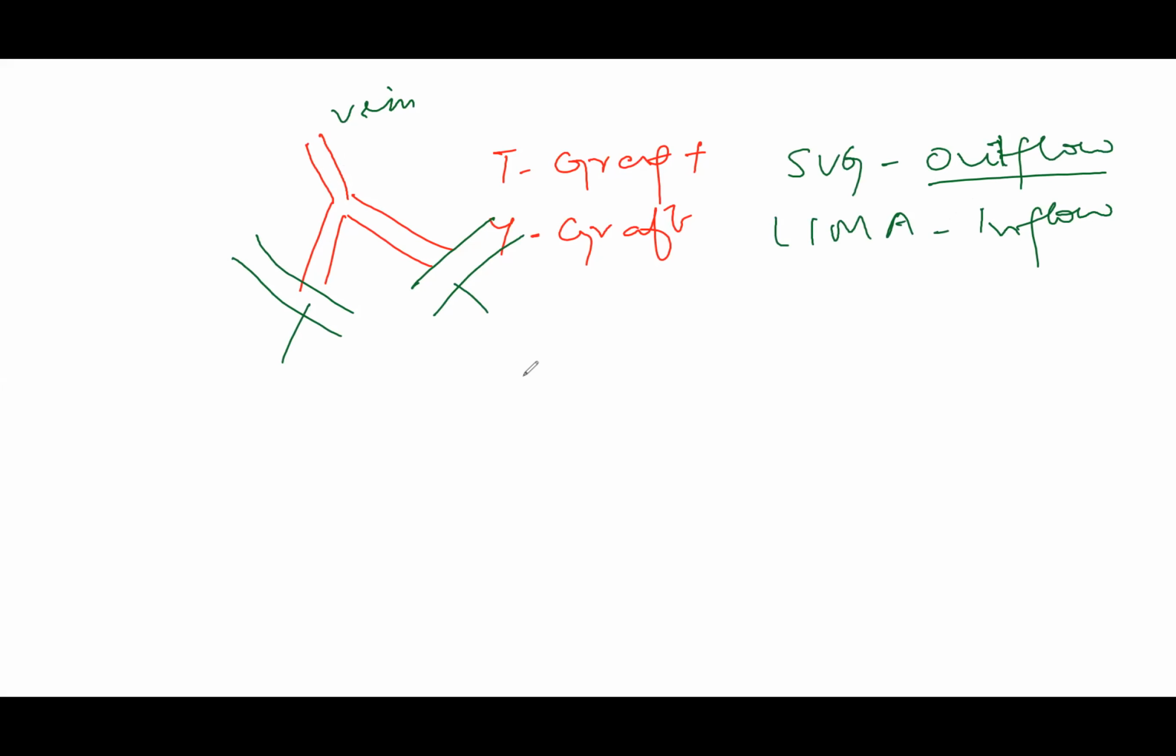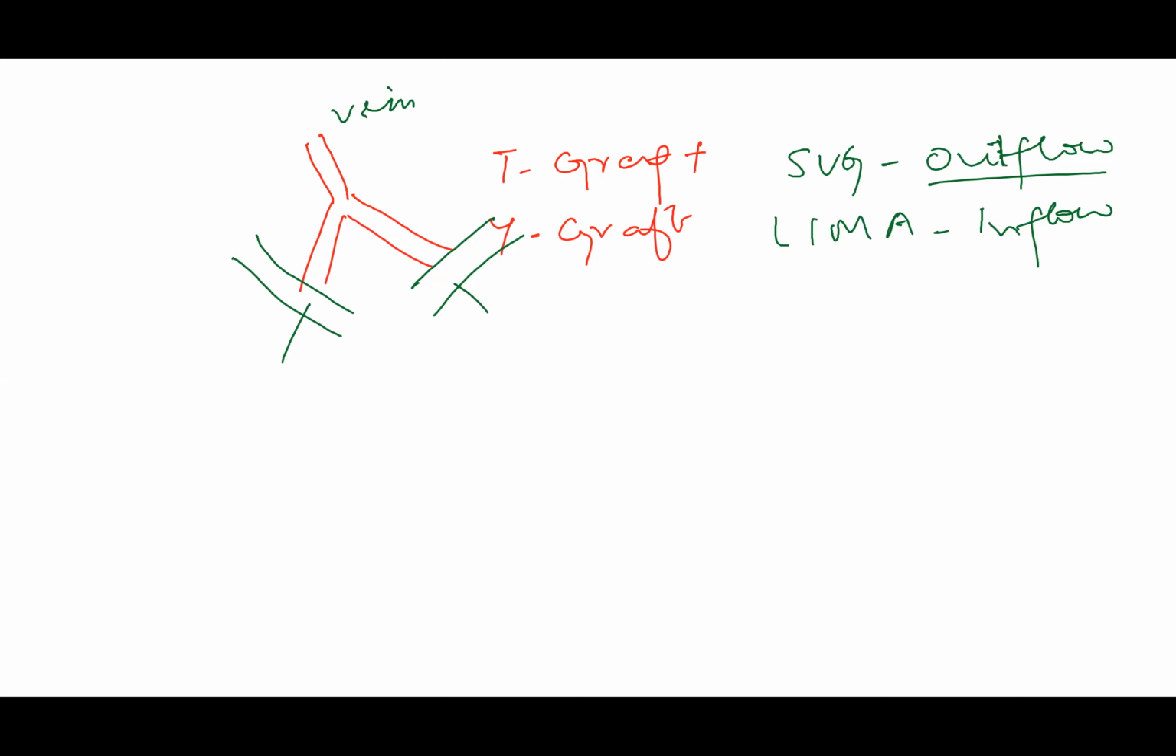So like if you have a lot of flow coming into the LAD, the Lima would get atretic in those cases. So it's not a definitive thing, but usually that's what we see. If the inflow is bad, even the SVG would also close up, but that's why they want to have a good outflow.